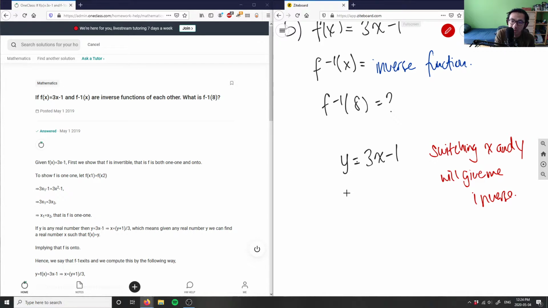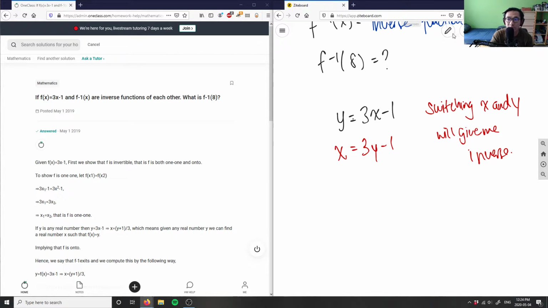If I flip it, I would get x on this side and 3y minus 1, right? So if I flip both my variables, this would be the inverse function, f of negative 1, and all I'm going to have to do is algebraically rearrange for y. I want to isolate this y value, so I'm going to move negative 1 to the other side by adding 1 to both sides. I'll have x plus 1 equals 3y, and then I can divide everything by 3 in order to get y by itself.